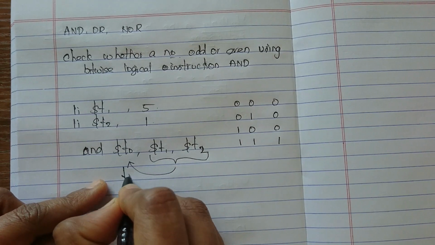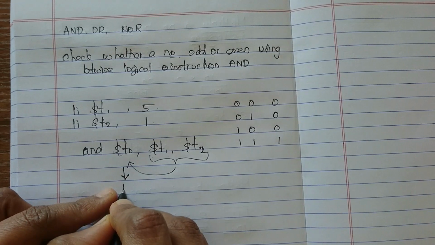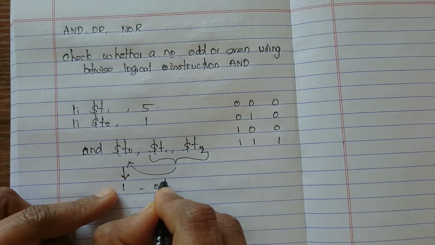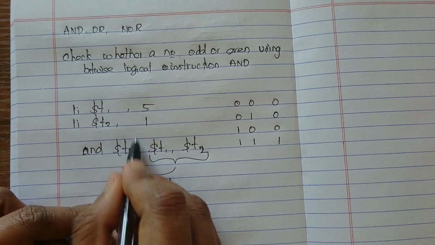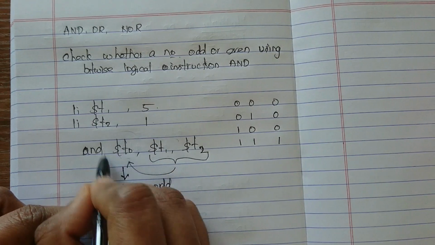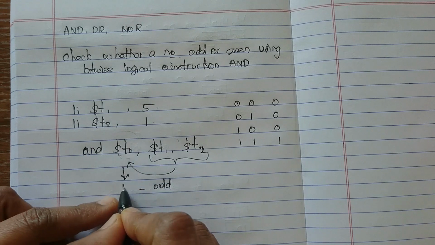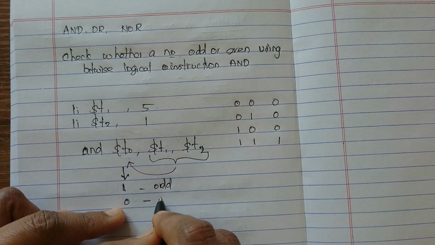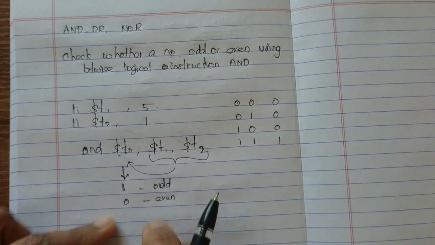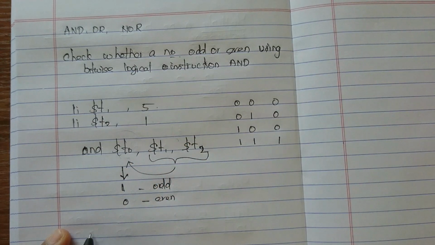If this destination register is 1, then the number is odd. Whatever result I get is in T0. If T0 is 1, the number is odd. If T0 is 0, the number is even. Let's look into the above example.